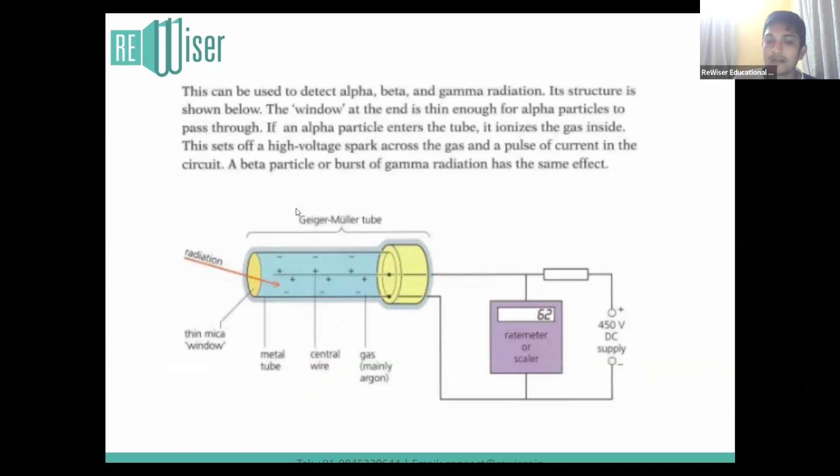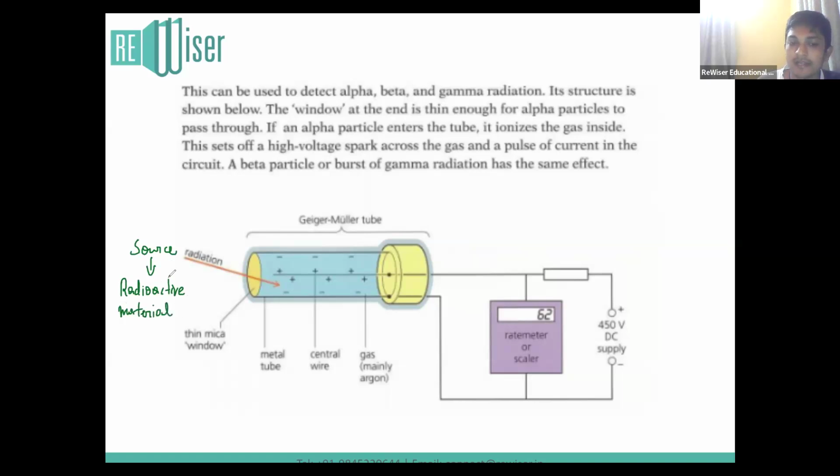Now, here you have a Geiger-Müller counter. Now, what's a Geiger-Müller counter? A simple Geiger-Müller counter is a device that is used to measure the amount of radiation that is present. How do you measure it? Simple. Let's say here I have a source, which is nothing but a radioactive material.